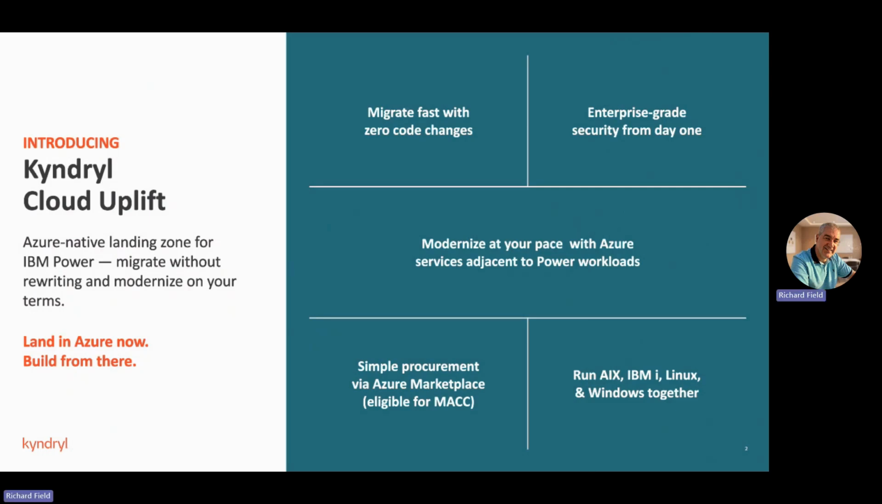Kyndryl Cloud Uplift is an Azure native landing zone for IBM Power. So for moving IBM AS400, iSeries, IBM i, and AIX, which is Unix, into the Microsoft hyperscaler public cloud, as a self-service, subscription-based cloud offering. This is a unique product and offers an enormous amount of benefits to customers running those platforms.